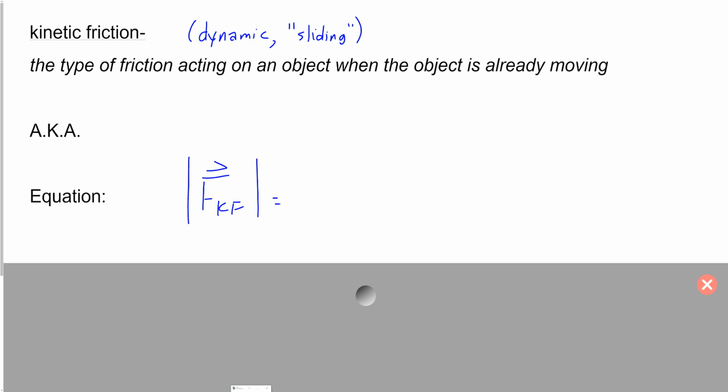It is equal to mu. That's a Greek letter. Alpha is a Greek letter. Beta is a Greek letter. Gamma is a Greek letter. Delta is a Greek letter.